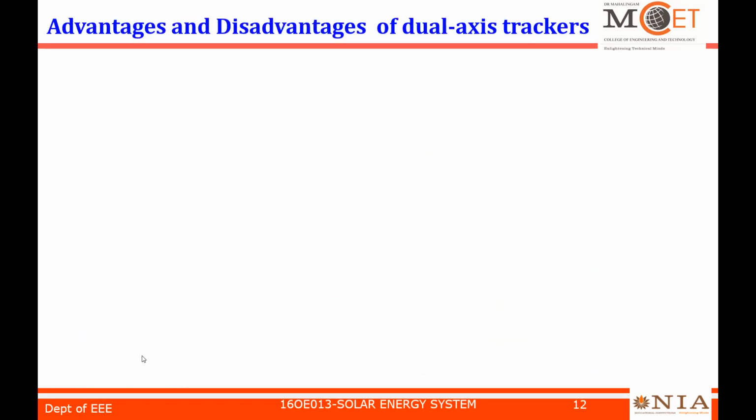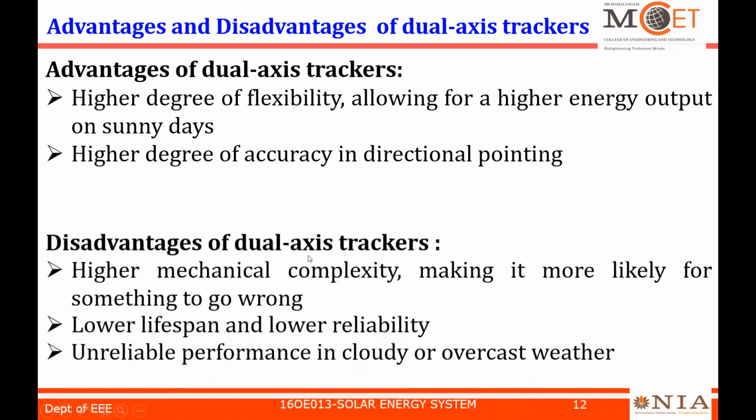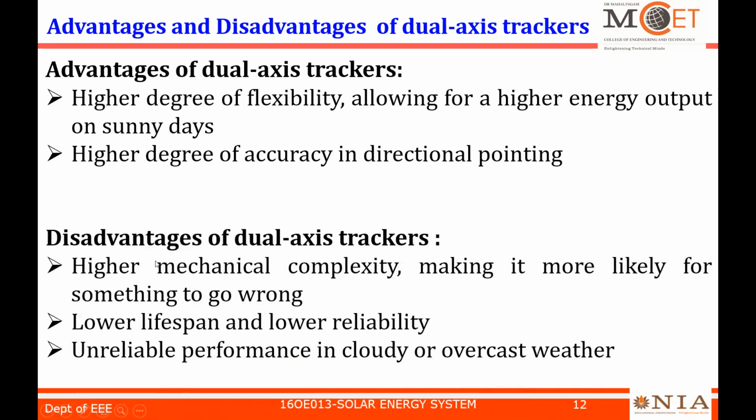Advantages and disadvantages of dual axis. Higher degree of flexibility, allowing for high energy output on sunny days. Higher degree of accuracy in sun position. Disadvantages: high mechanical complexity, making it more likely for something to go wrong. Lower lifespan and lower reliability. Unreliable performance in cloudy or overcast weather.